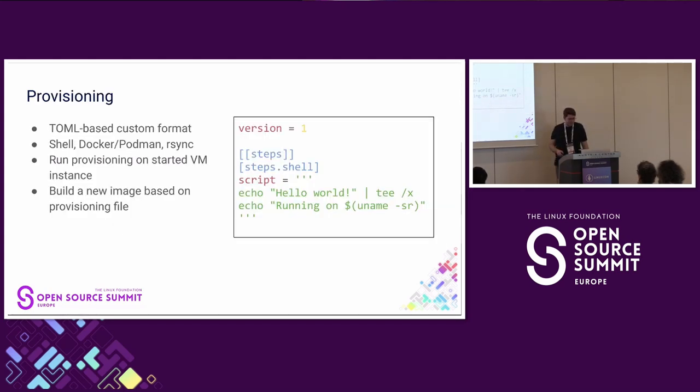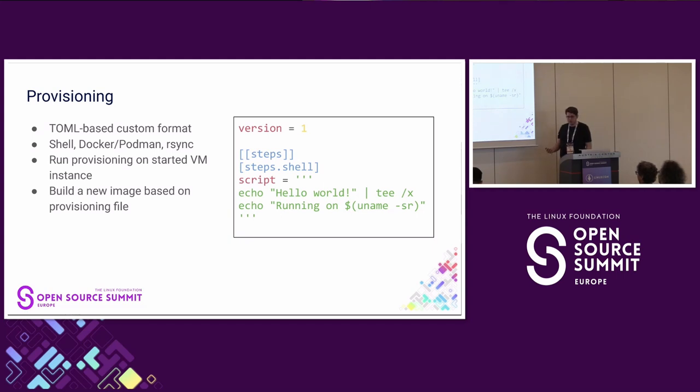So another really cool part of Docker and also of Virter is the ability to provision images, right? So you take a base image and you apply some script to it, and then it becomes another image. For Virter, we have developed a custom format based on TOML. So basically what you do on the right is a very simple example here. You have a bunch of steps, right? And there are different types of steps. For example, this is a shell step and it does what you would expect. It just runs a shell script, right? So in this case, you just write hello world to some file and output what kernel we're running on. And that's the provisioning script.